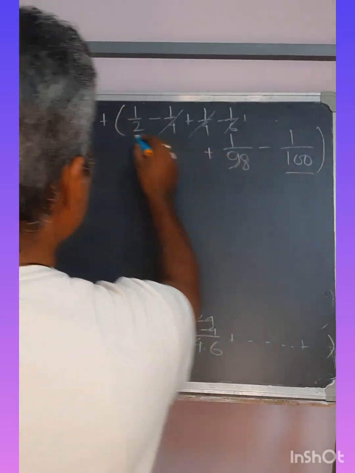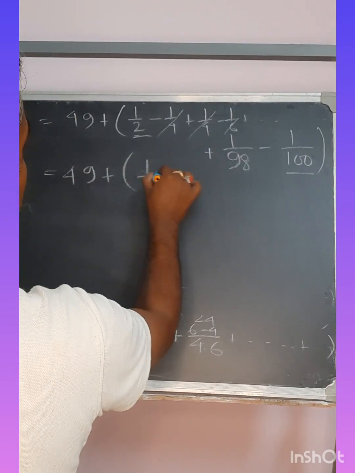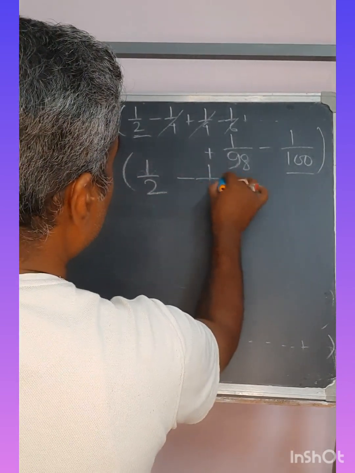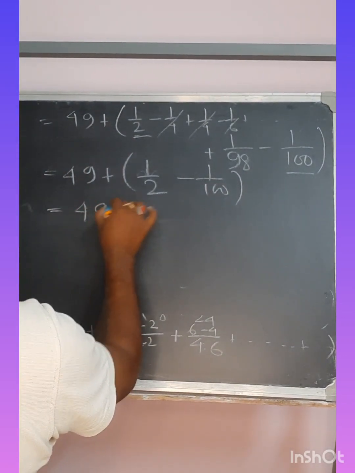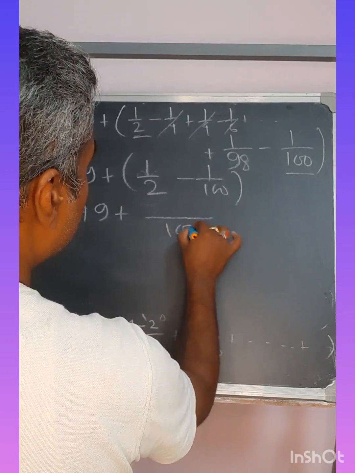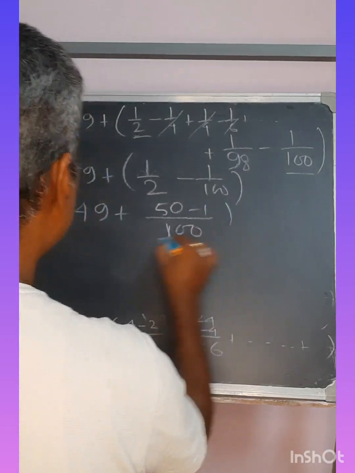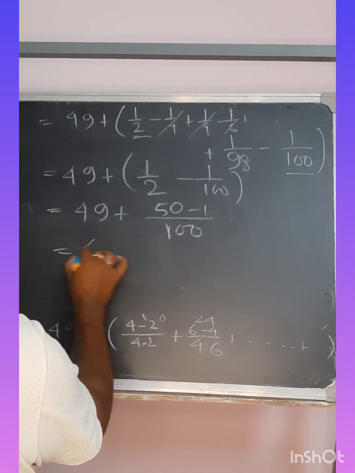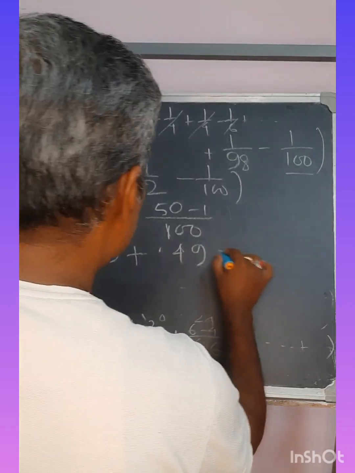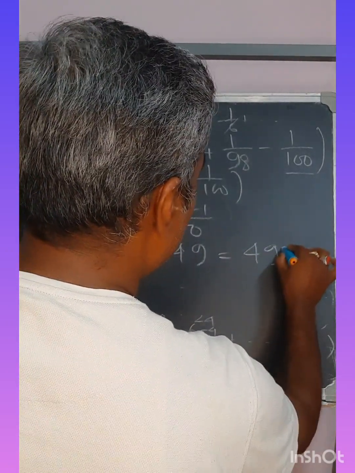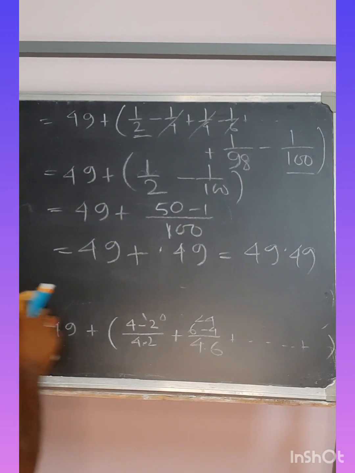So what will remain? This one. So 49 plus half minus 1 by 100. Okay, so this will give you 100 in the denominator. Here it is 50 minus 1. Okay, so it will end up with 49 plus 0.49. So this will give you 49.49.